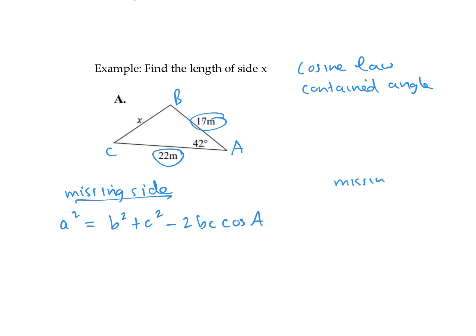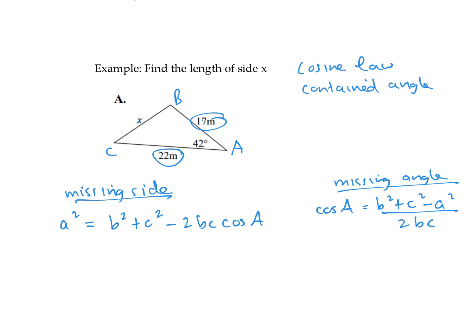If I am looking for a missing angle, I could rearrange this formula. So let's say I wanted angle A. So cosine A would equal A squared. Sorry, let's erase that. If we have a missing angle, it's going to be the square of the other 2 sides minus that side squared, divided by 2BC. These formulas are on your formula sheet. You just have to select the appropriate one, whether you're looking for a missing side or a missing angle.